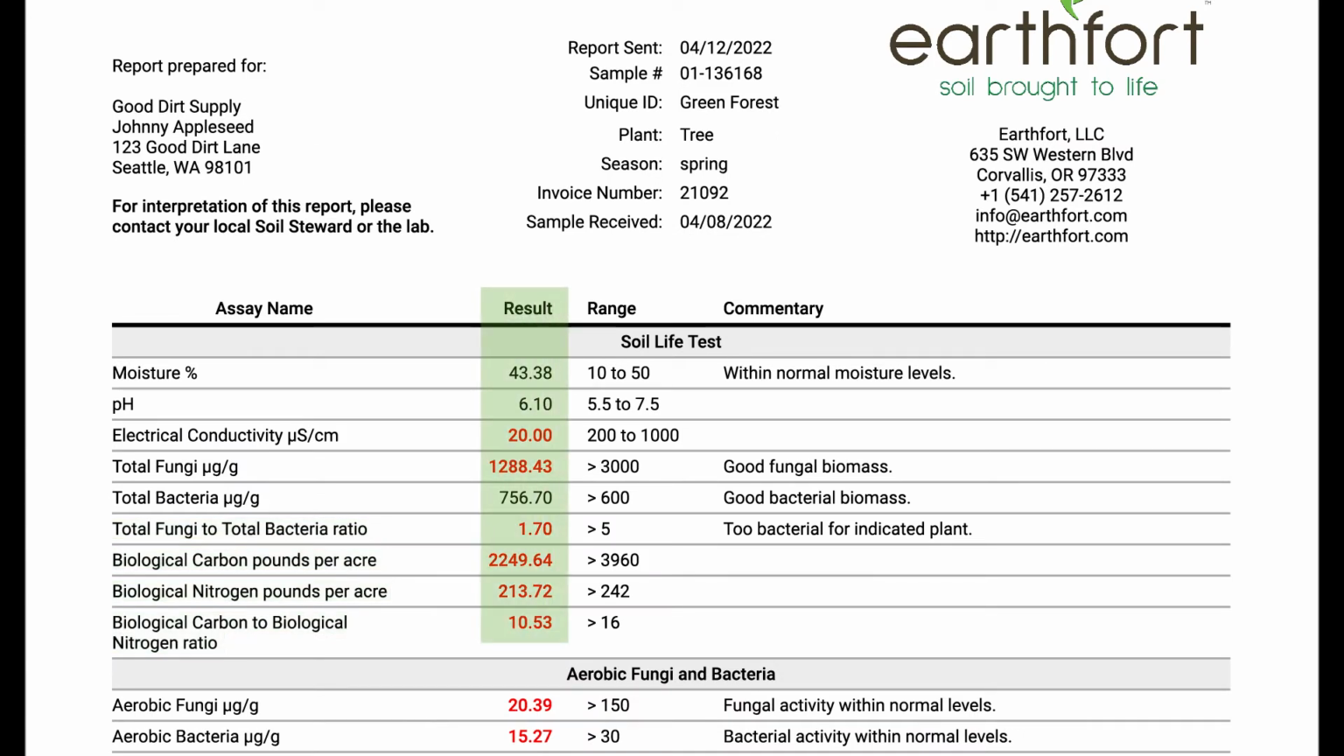The result column is where your specific measurements are found. When a number is in red, this means your sample's results fell outside of the ideal range based on all of the other information we have, both provided by you and acquired by the lab. If appropriate, the lab may leave commentary based on what they see in your sample. This commentary can be found along the right side of the page.